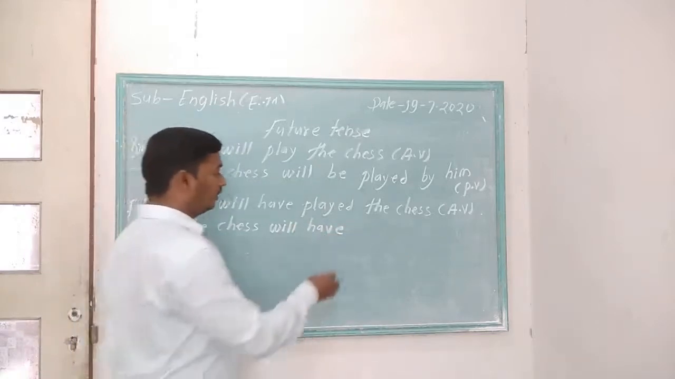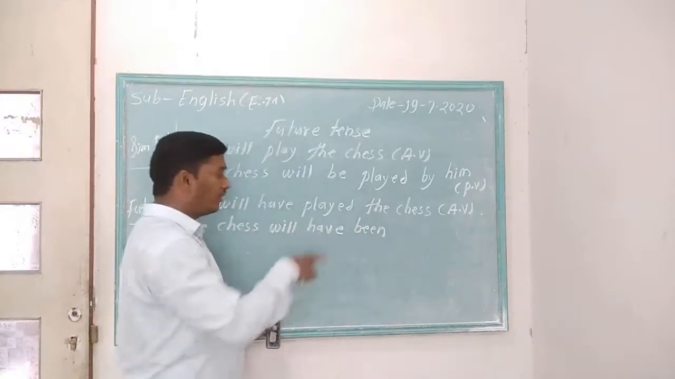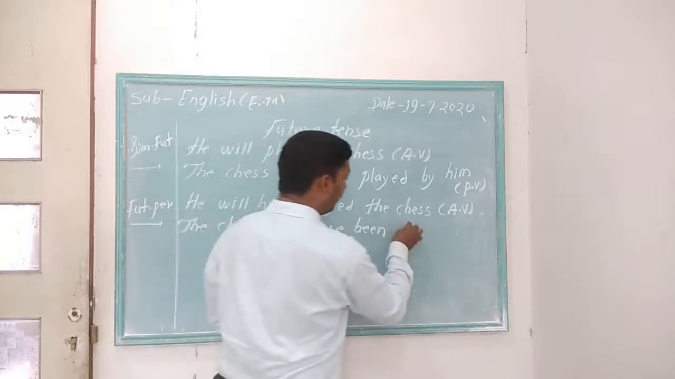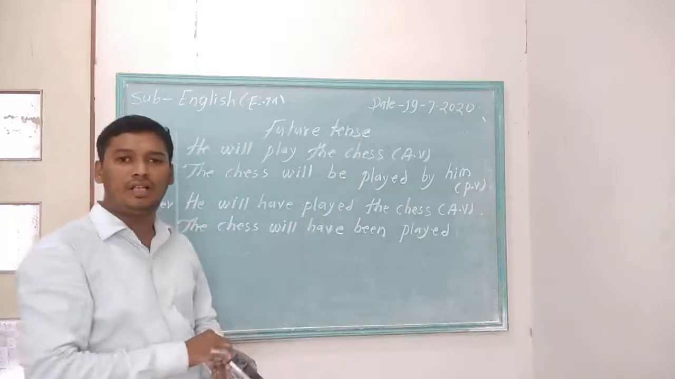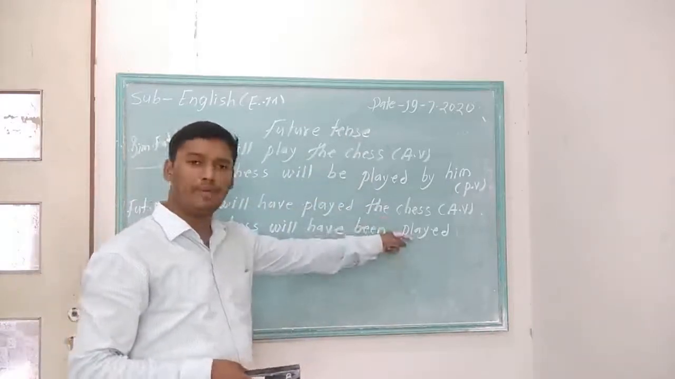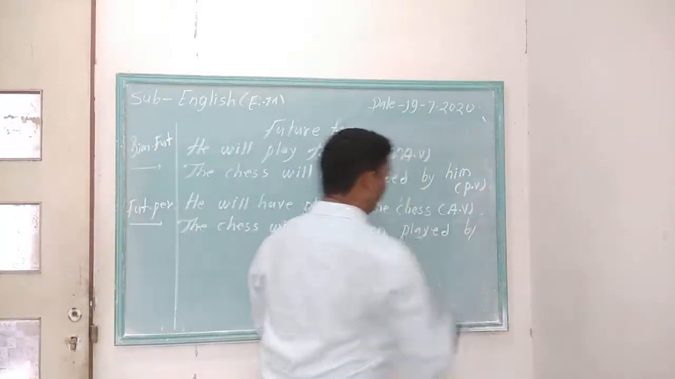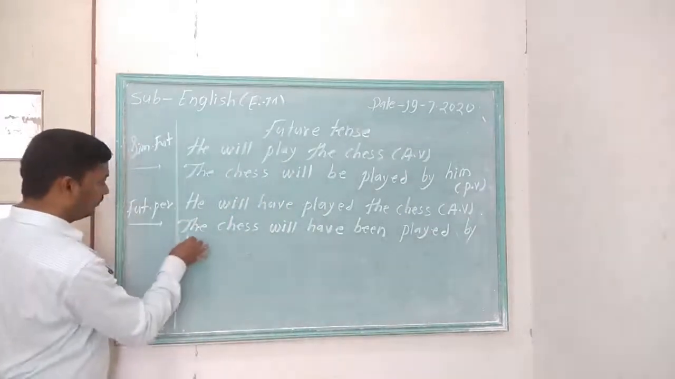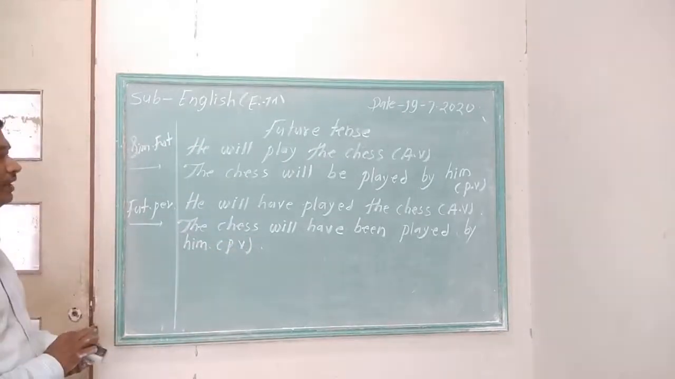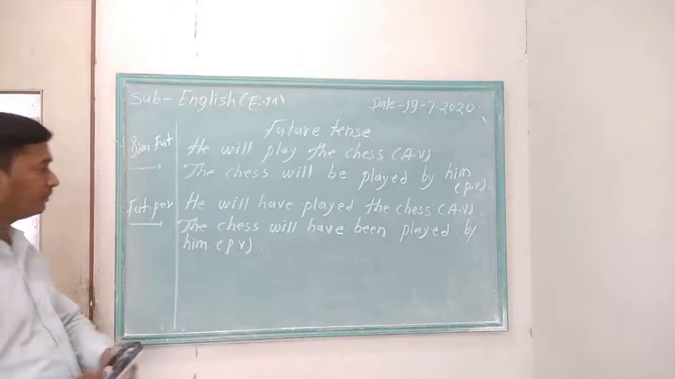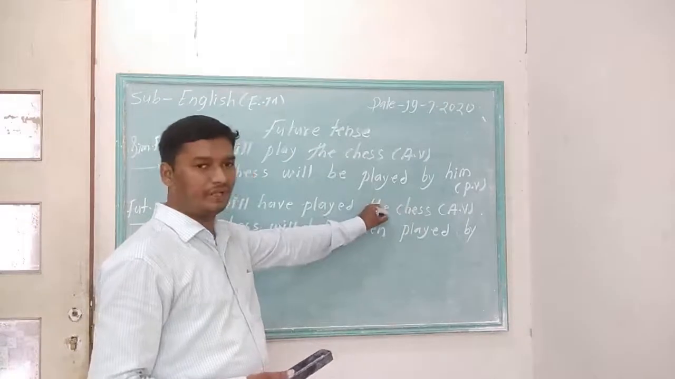After will have, take be because it is in perfect tense. After be, take the past participle of the verb play, played. As the past participle has already been given, take the same played past participle in perfect tense. Then by. Then subject he into him. The chess will have been played by him. It is in passive voice. I have added been after the auxiliary verb because it is in perfect tense.